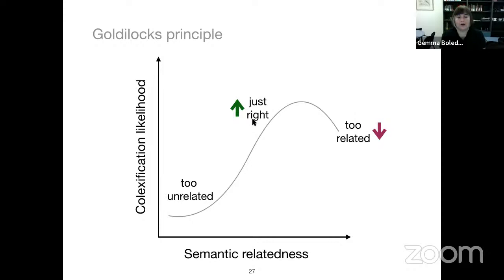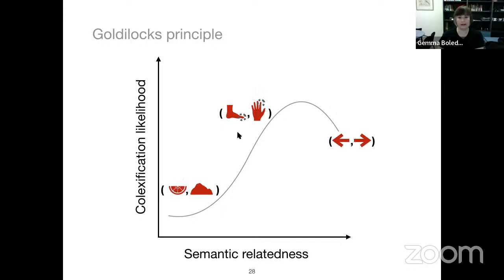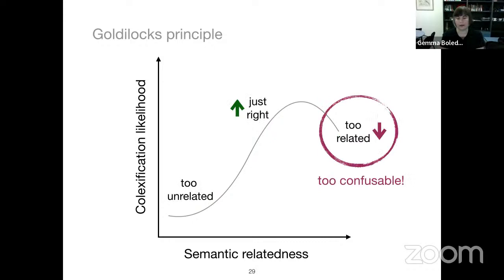And what does just right mean in our context? Well, it means related enough that colexifying them helps with language acquisition and use, and at the same time, not so related as to become too confusable and cause too much communication trouble. And a crucial ingredient of our hypothesis is that we take too related to mean too confusable. That is, it has to do with using language in context and with the communicative issues that ambiguity causes, all right? And I will come back to this aspect later in the talk. Okay, so we have a hypothesis. Now let's test it.